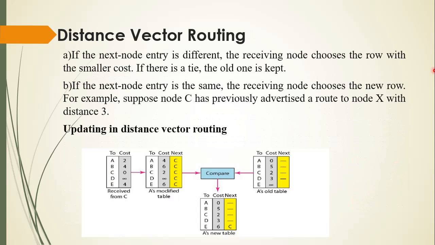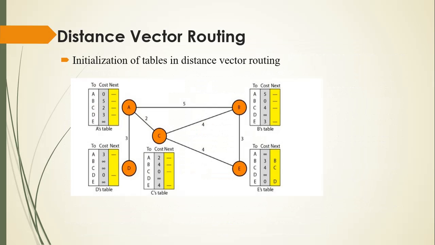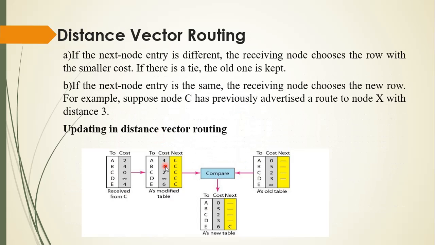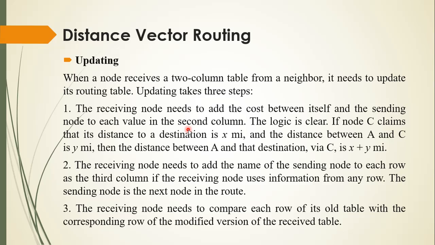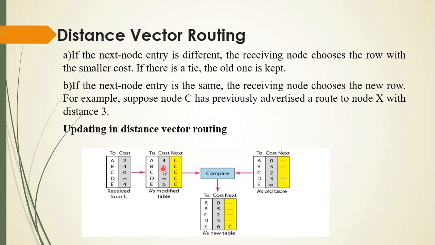So from C to A we have a 2, so 2 plus 2, that is 4 over here. Now for B it is 6 from C. For A we are traveling via C, we are not going directly. So A to C and C to B, so we have 4 plus 2, that is 6. So here we have a 6.